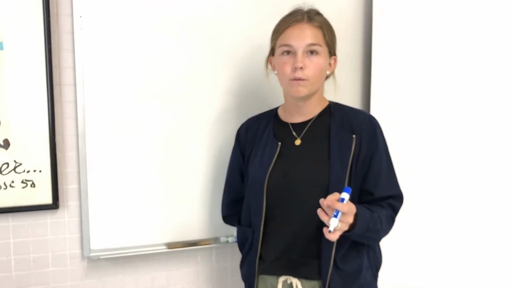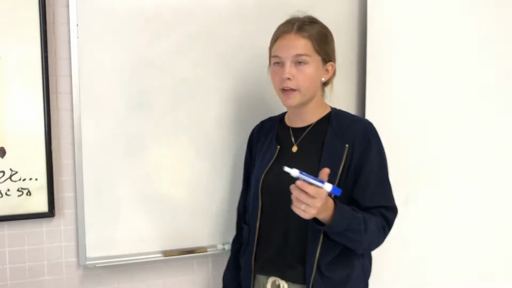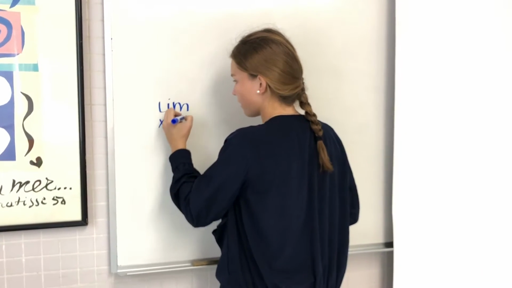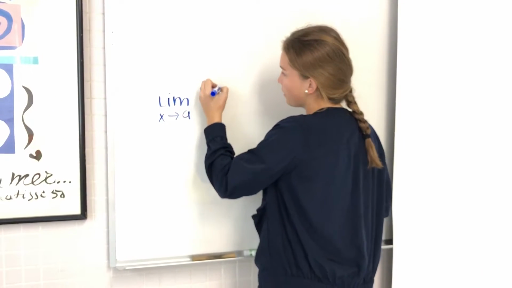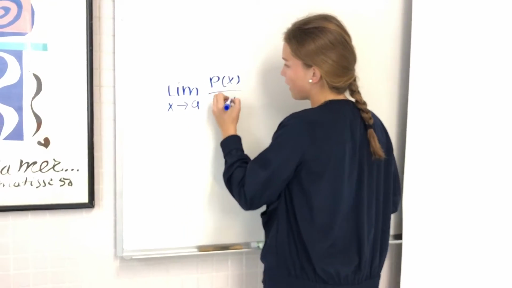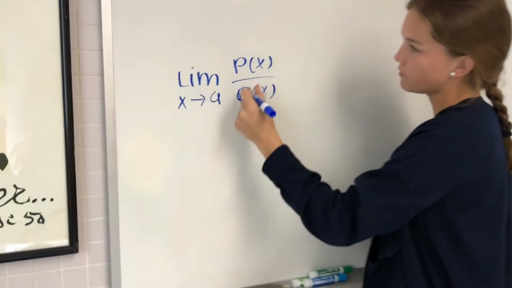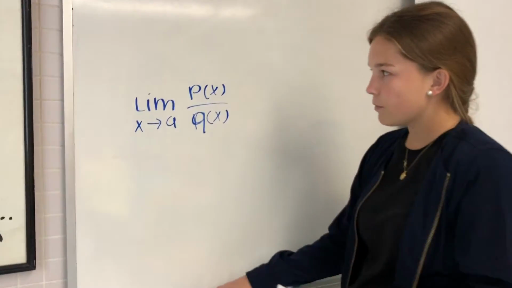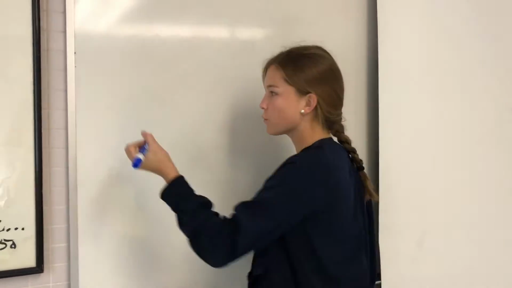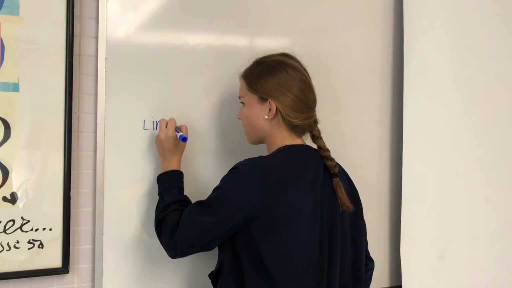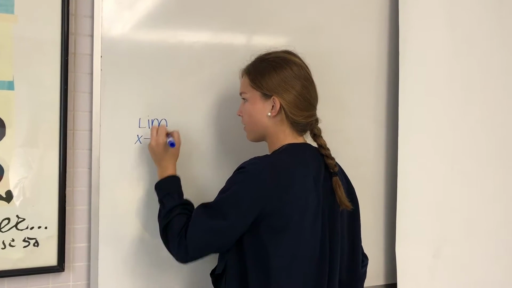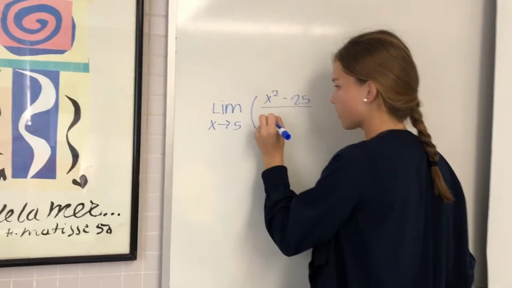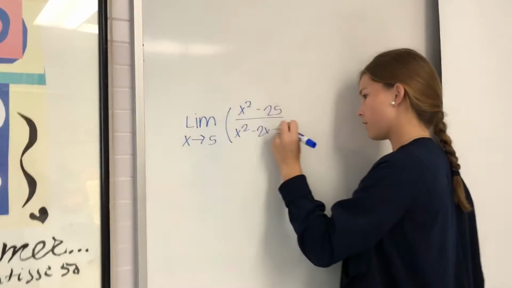Solve problem number 15, which is a problem of solving limits algebraically. When we have a limit as x approaches a, you need to know that you need to substitute a in the x. The problem I chose was the limit as x approaches 5 of x squared minus 25 over x squared minus 2x minus 50.